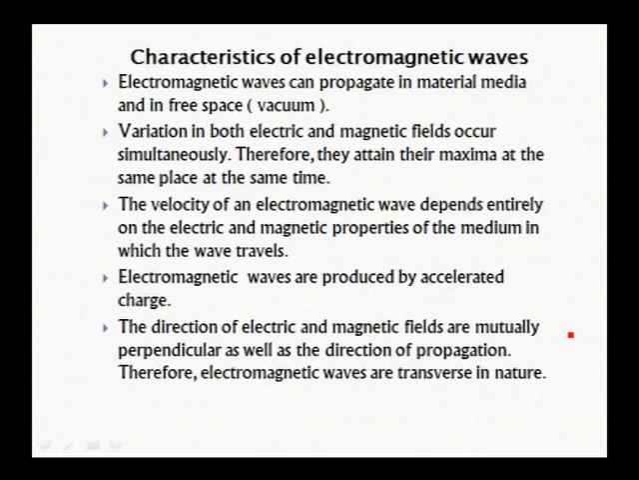The electromagnetic waves are produced by accelerating charges. Finally, the directions of the electric and magnetic fields are mutually perpendicular, as well as to the direction of propagation, all three mutually. Therefore, electromagnetic waves are transverse in nature, which is true.